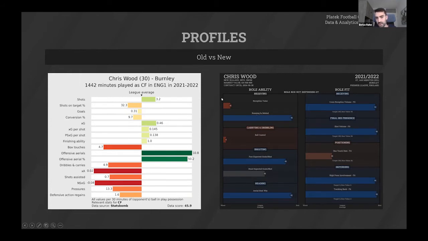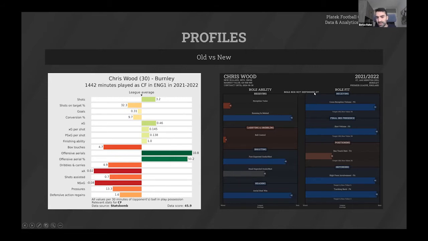So for example, Chris Wood, he has a high cross reception volume, so he fits well. Blue is better than average and red is below average. So he has a high cross reception volume, high shot volume, but not as high a box touch rate as we would want for a box striker.